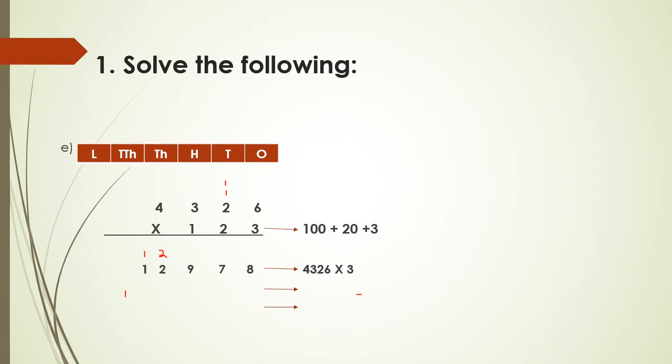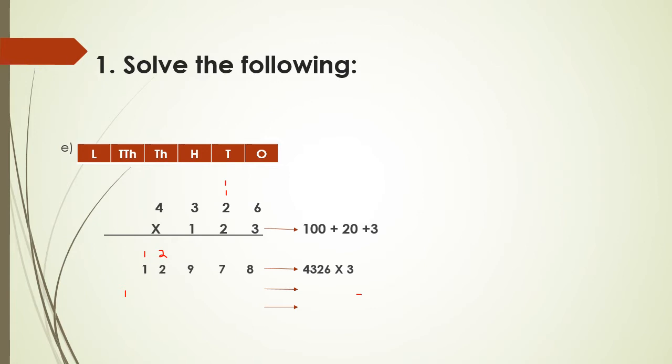Now you will get 3 times 6 is 18, 1 carry over. Then 3 times 2 is 6, 6 plus 1, 7. Then 3 times 3 is 9. Then 3 times 4 is 12. Second step is over. Then next step, you have to multiply 4 digits by the tens place, that is 20.